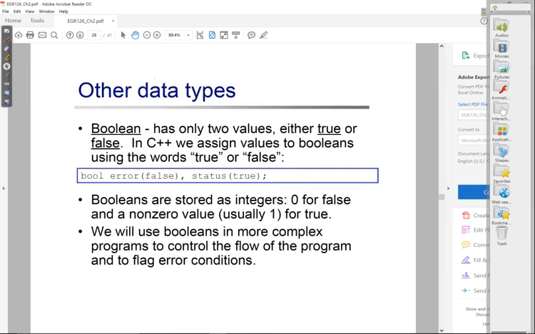Okay, let's move on. There are other data types available in C++. We're not going to use these too often, but just so you're aware of them, there's something called a Boolean data type. A Boolean data type can have 2 values, either false or true. The way you declare something as Boolean is you use the word bool, and then you give a variable name, and then you can set that variable equal to the word true or the word false. Anytime you have something that could have just 2 states, you could declare that as a Boolean.